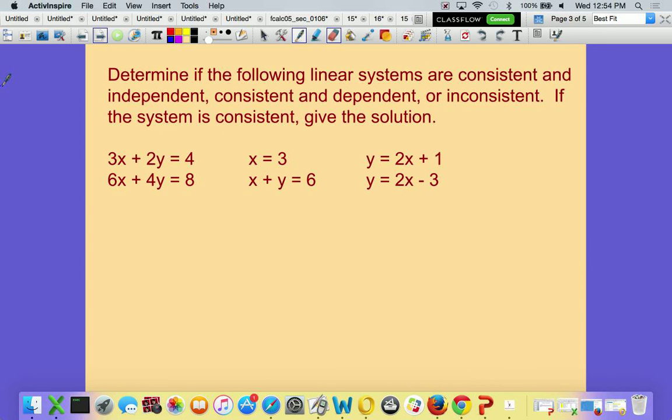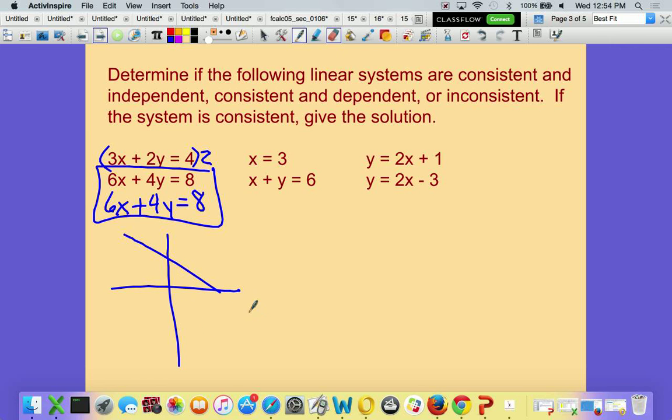Alright, so how do we do this? Determine if these are consistent, inconsistent, dependent, or independent. Well, if we do this first one, the first thing that I see here is if we multiply this whole thing by 2, I get the exact same equation as the one on the bottom. Since these are the same, then wherever that line is, the other one is going to be right over the top of it. So because of that, we do have a solution here. That means that this is a consistent solution.